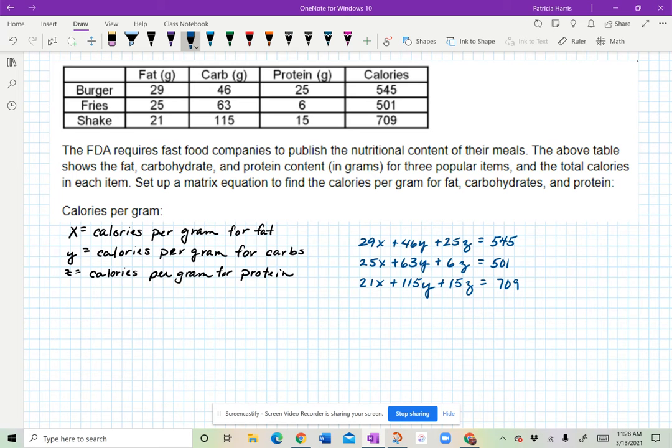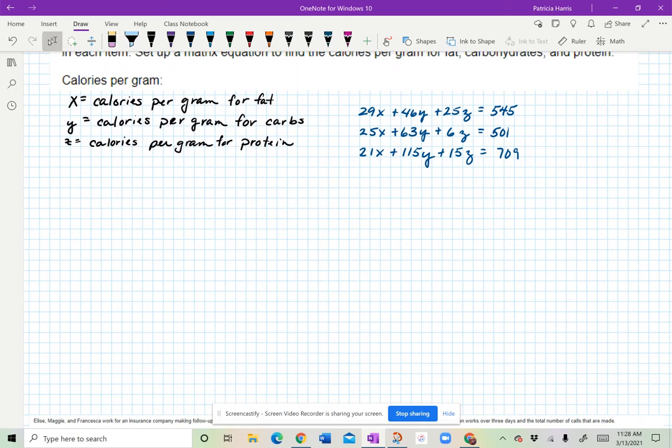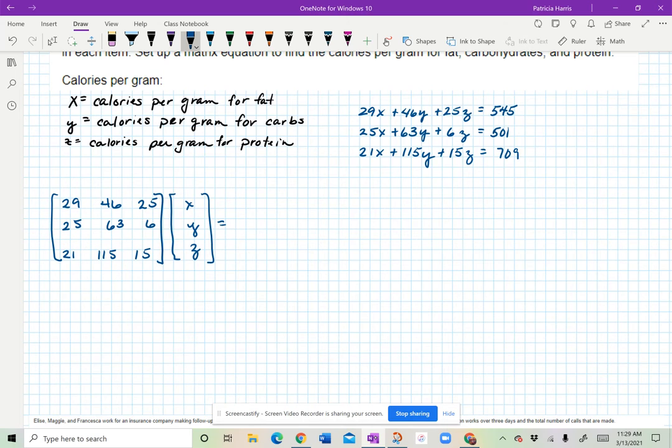So what we're going to do then is stick it into a matrix. Okay, so I'm going to show you how to set up the matrix equation, and then we're going to write the augmented matrix. So there's your coefficient matrix. Here's your variable matrix and your constant matrix.